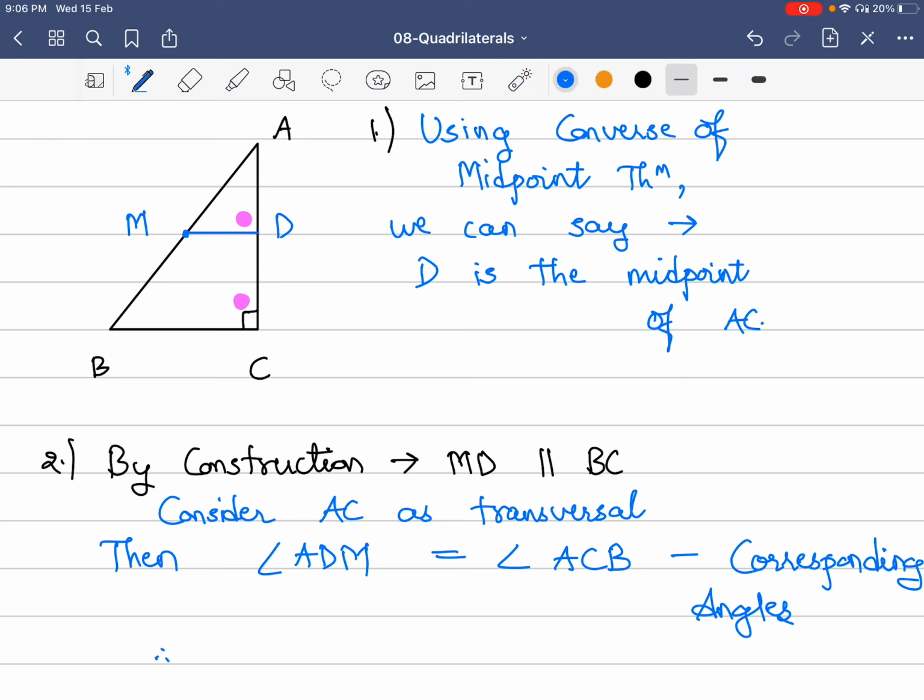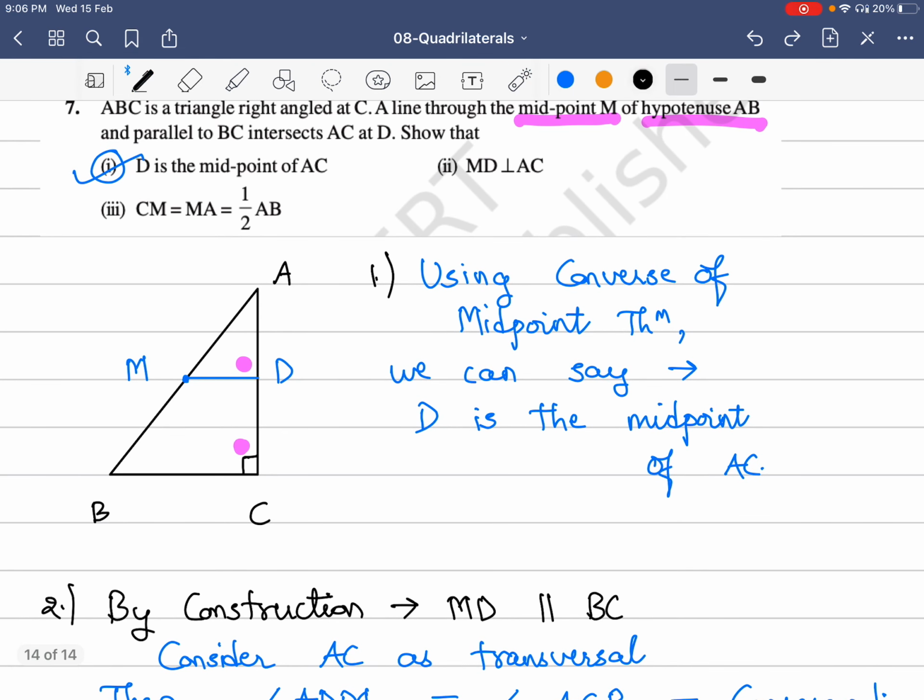Therefore angle ADM is also equal to angle ACB, which will be equal to 90 degrees. So we can very confidently say that this ADM is also 90 degrees, which means MD is perpendicular to AC. So that means MD is definitely perpendicular to AC. So point number 2 is also done.